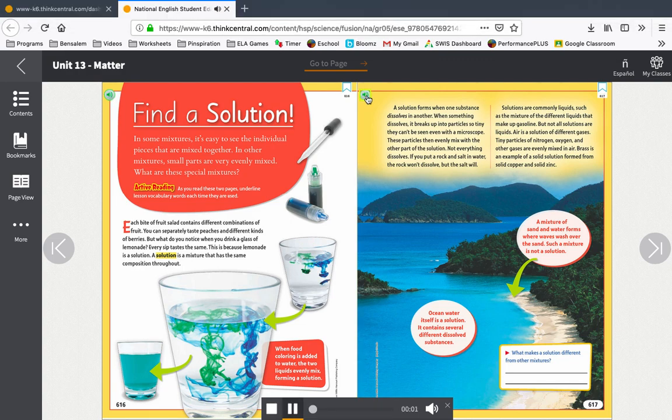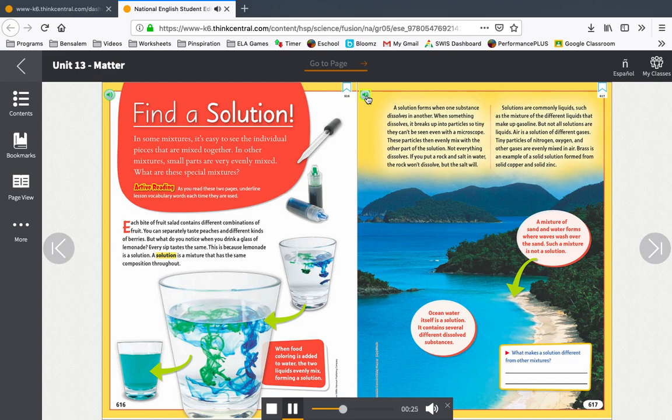A solution forms when one substance dissolves in another. When something dissolves, it breaks up into particles so tiny they can't be seen even with a microscope. These particles then evenly mix with the other part of the solution. Not everything dissolves. If you put a rock and salt in water, the rock won't dissolve, but the salt will.